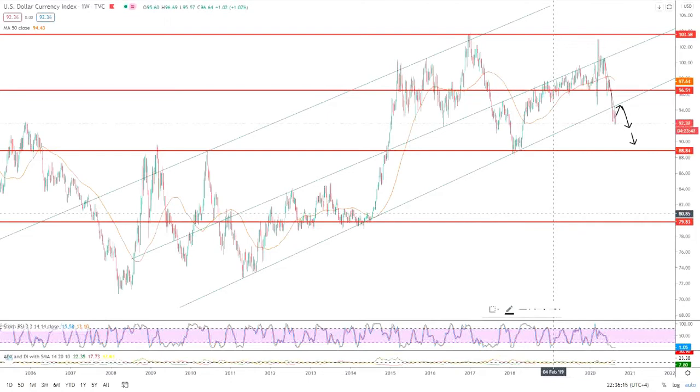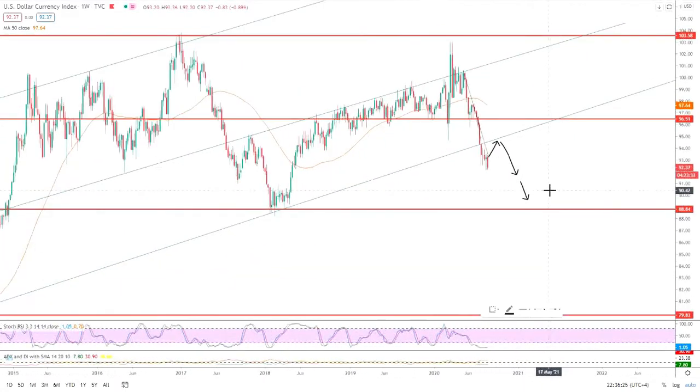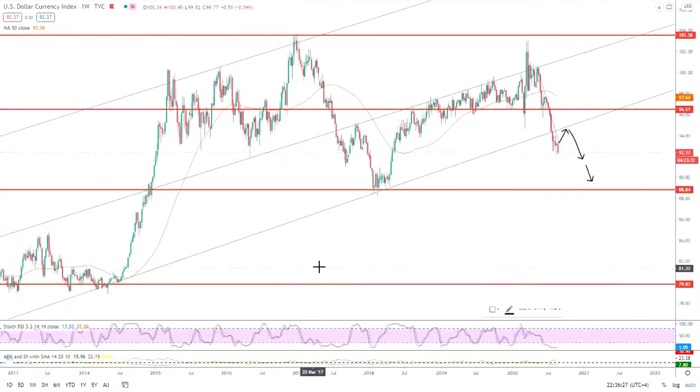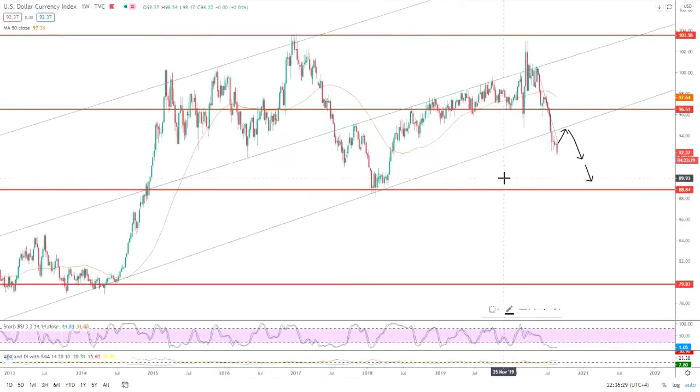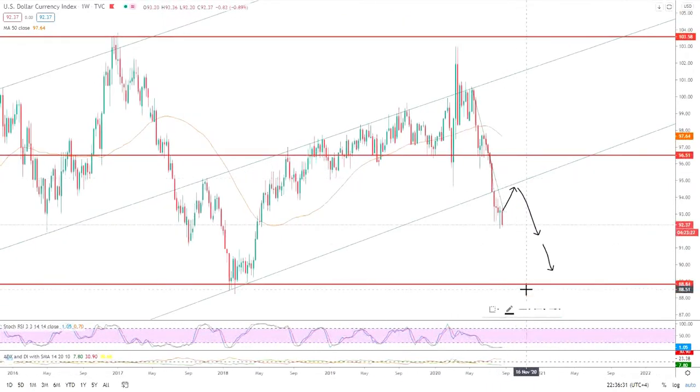Alright guys, let's crack on with our first analysis. We still have the same bias on the dollar. We are still bearish on the dollar. As you can see on the chart here, the dollar has been trading south and just broke through that strong uptrend support line. Now we're trading below that at 93.37. We still have a bias to sell it to the downside.